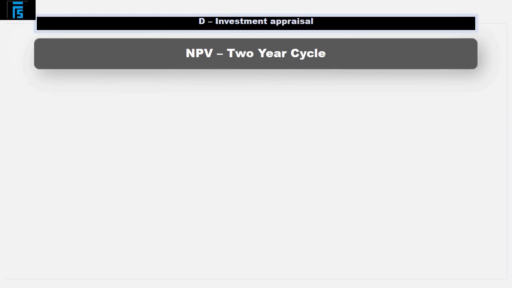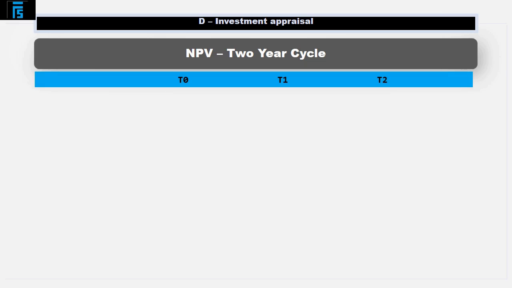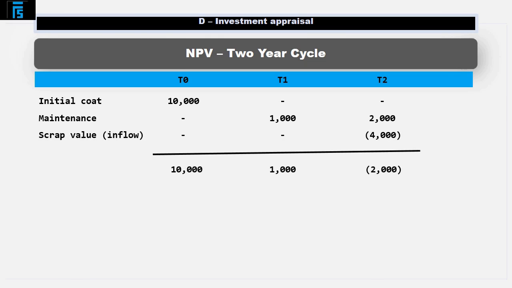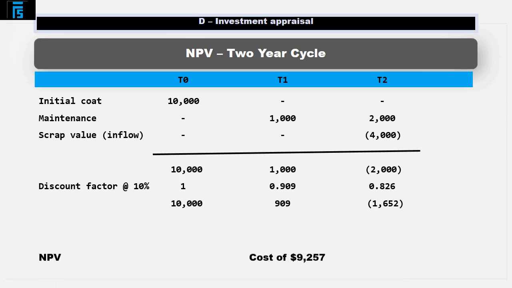Let's first of all work out the net present value of each replacement cycle, starting with the 2-year cycle. If we buy the van, run it for 2 years and then sell it for scrap, the net present cost of ownership would be calculated as follows. The initial cost, the maintenance costs, the scrap proceeds, all discounted at 10%, gives us present values and an overall net present cost of $9,257 for the 2-year period.